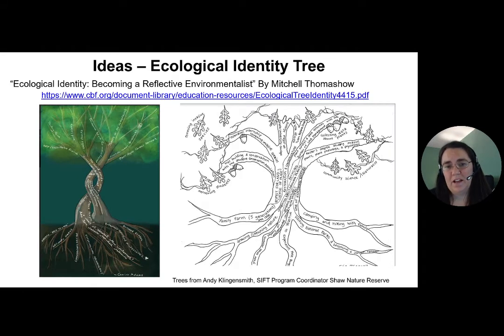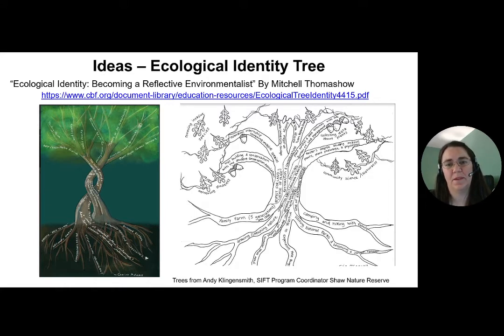Another idea I got from Andy Klingensmith, he's the SIFT program coordinator at the Shaw Nature Reserve. So this is I think it's a summer program for, I think it's middle school and high school students. I can't remember. I have to look it up. But he uses this project by Mitchell Thomas Show. Thomas Show? Where they make an ecological identity tree.